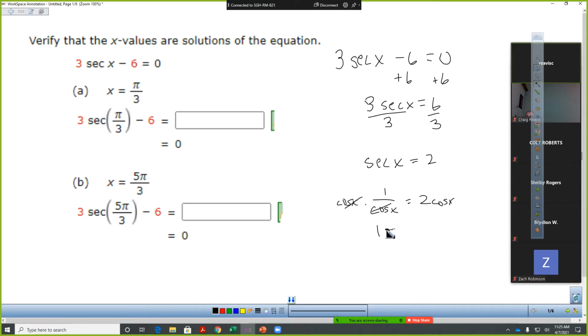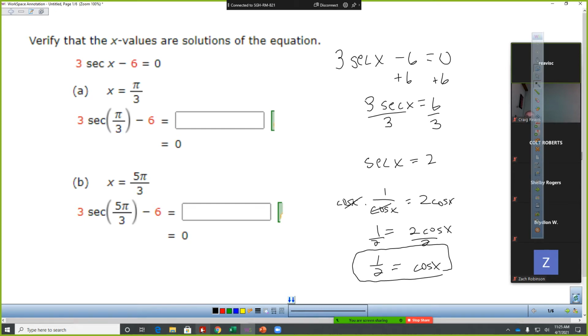So I get 1 equals 2 cosine of x. And then I'll divide by 2. And I get cosine of x equals 1/2. Now, here's what's key. What angles would give me a cosine equal to 1/2?